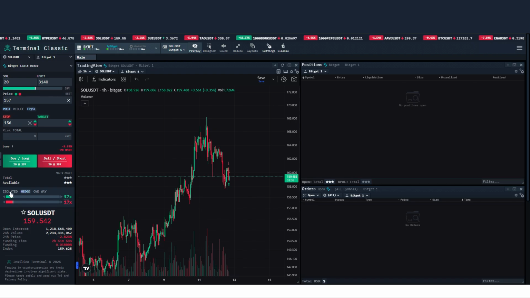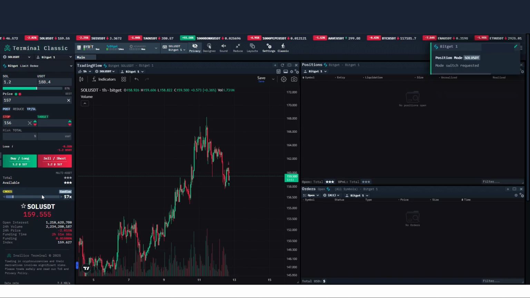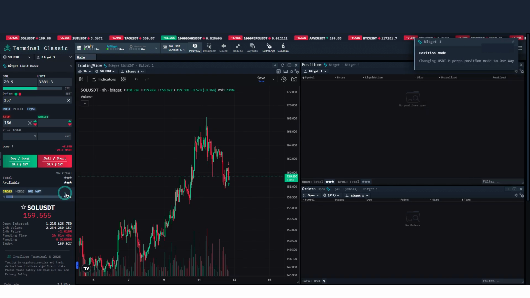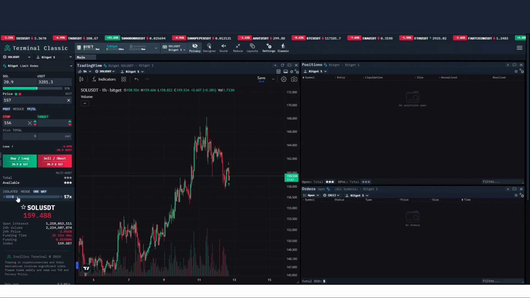Oh, we should talk more about this. I have it on Hedge. Isolated. Oh, actually, let's go one way. Okay, cool. So now this is not on cross. So again, remember, cross margin means that all your positions are used as collateral. Isolated margin means that each position has its own collateral, meaning if you get liquidated on one position, you don't liquidate your whole account.